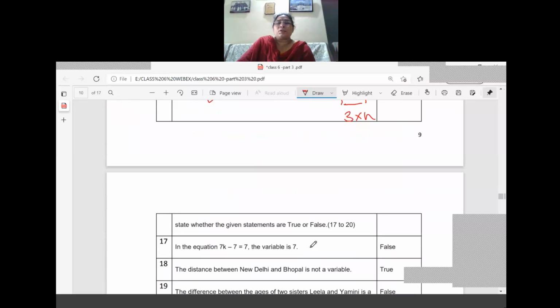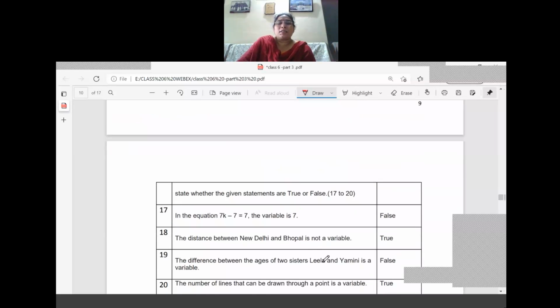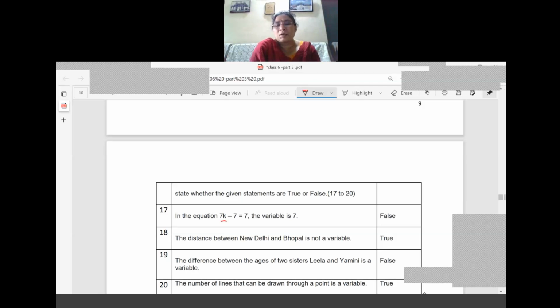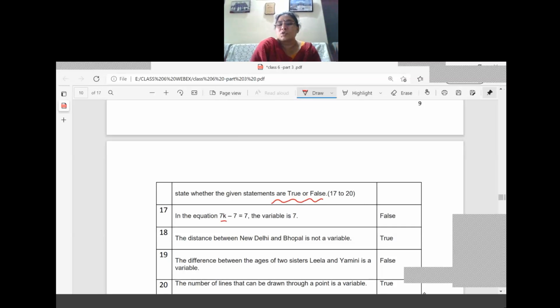Next, state whether true or false. Okay. So in the equation 7k minus 7 equal to 7, now which is the variable? Variable means letter. Which is the letter here? K. But the statement given is that 7k minus 7 equal to 7 and the variable is 7. The question asks whether it is true or false. So the variable is not 7. 7 is called a constant, or we can call it a fixed number. But here it is written that the variable is 7. So it is false.